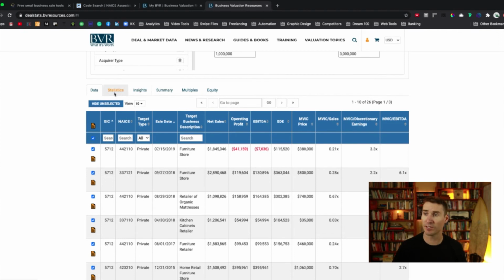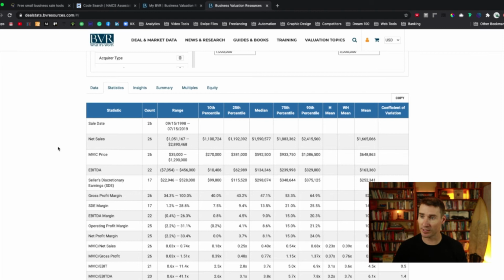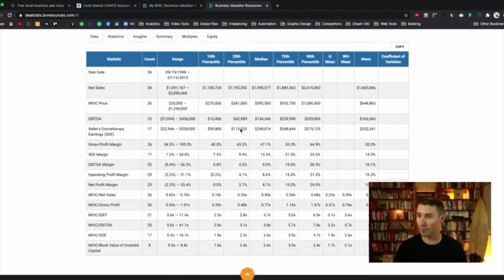And then we can click over to statistics. All right, and this is going to show us the ranges of all of these businesses, and break them down into percentile groups, which can be extremely valuable, right?